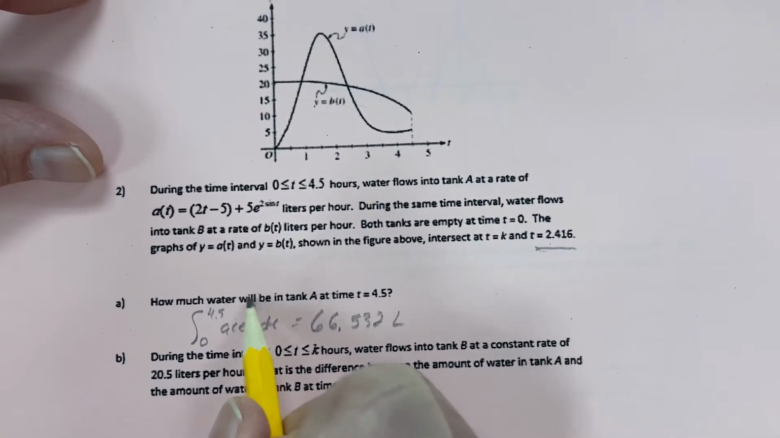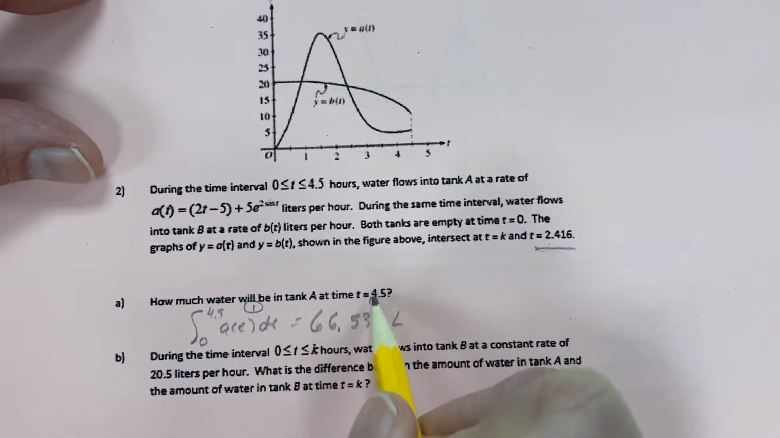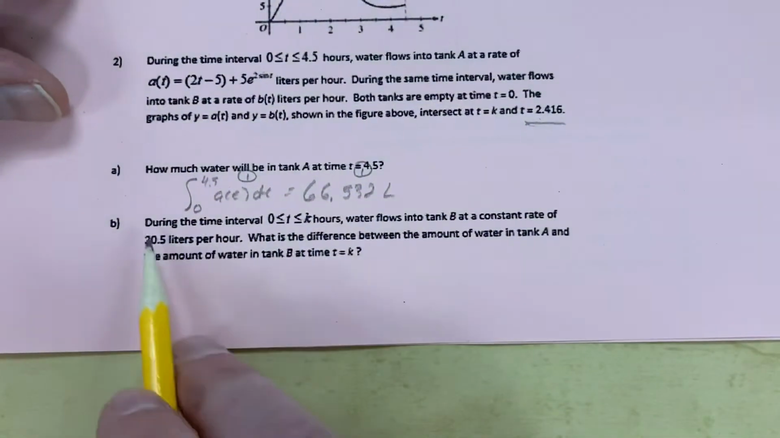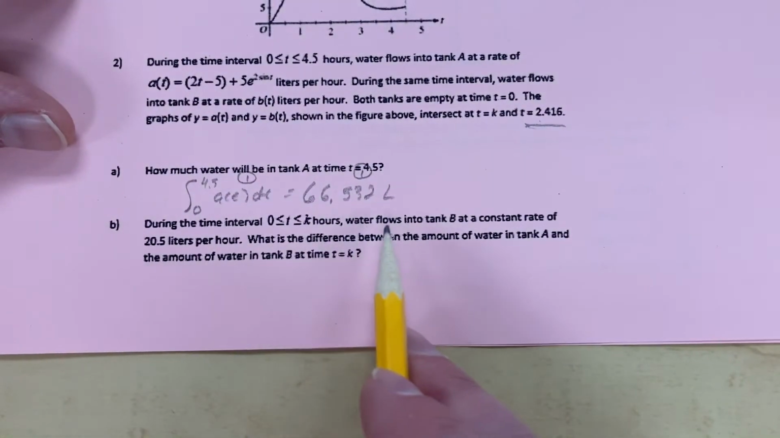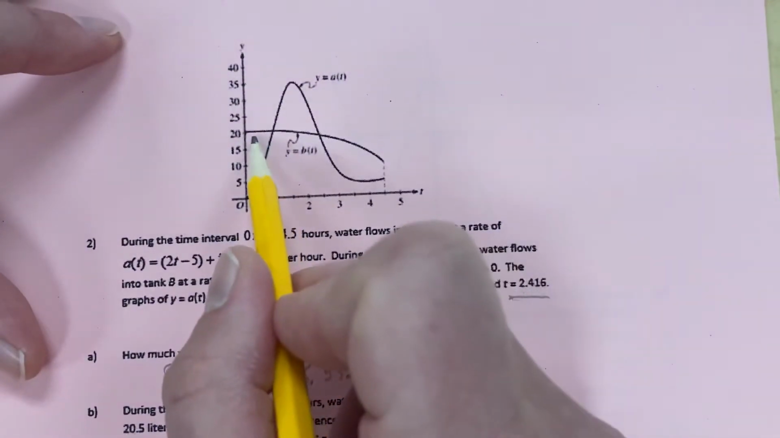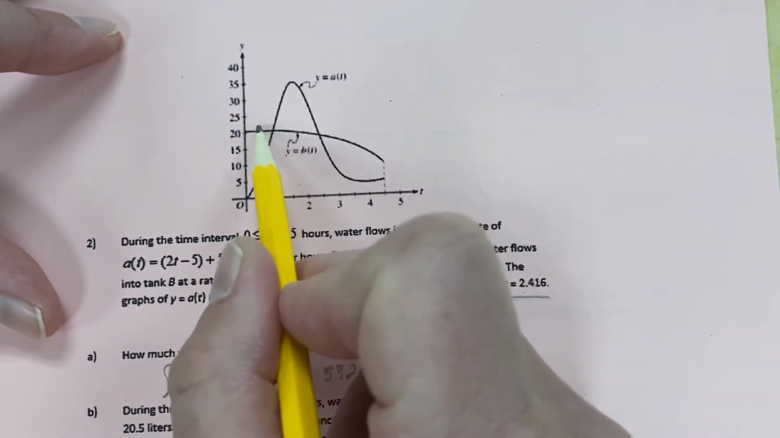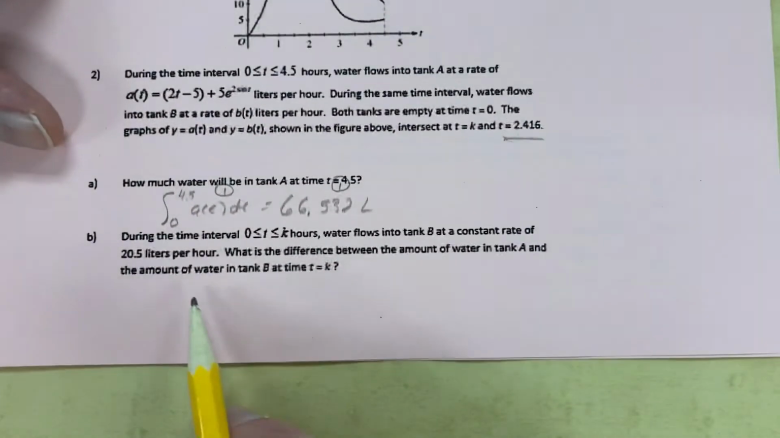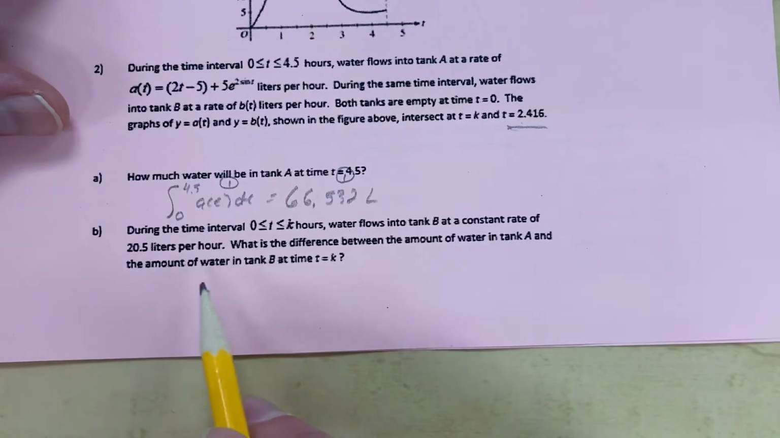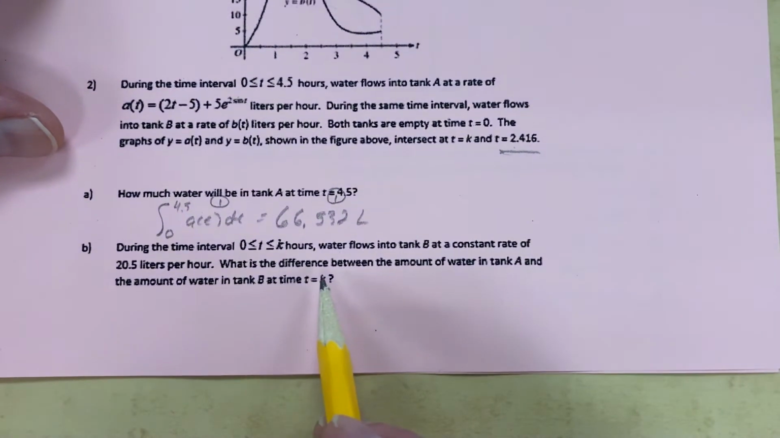There was 1 point given to you if you had the integral right, and 1 point for having the answer right. All right, part B says, during this time interval from 0 to K, water flows into B at a constant rate of 20.5. So in other words, this right here is a flat line at 20.5, all right? What is the difference between the amount of water in tank A and the amount of water in tank B at time t equal K?